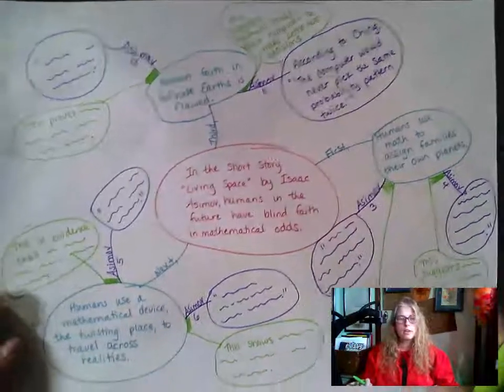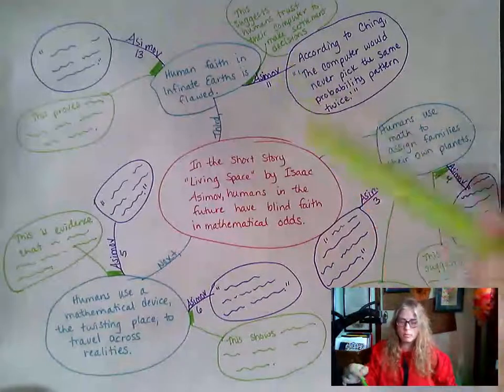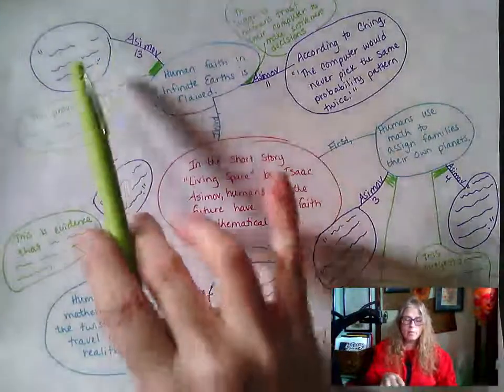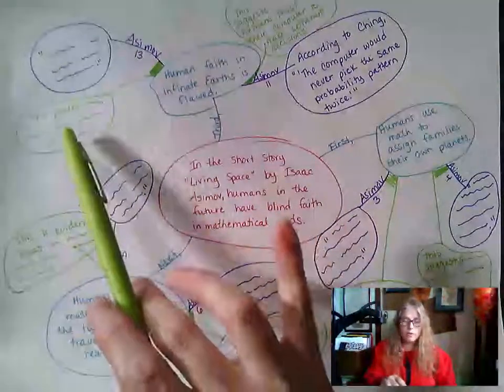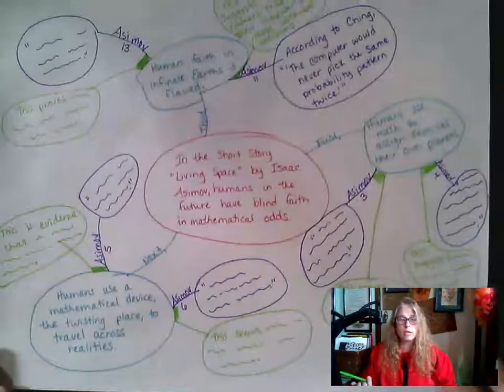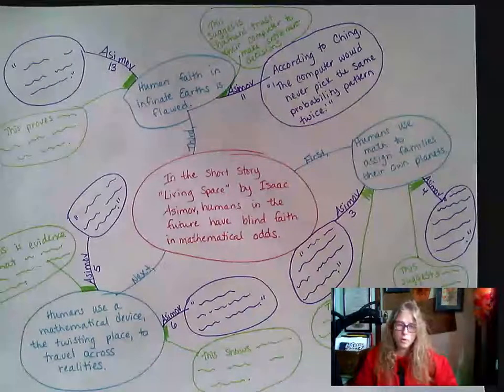And again, you're following the same themes. Make sure you're writing the author's name on the line, the page number. Make sure that you have your transition phrases written on the blue lines. You're putting in quotes if you're doing a direct quote. You have the this proves, this is evidence of, this suggests, this shows, however you're rotating those ideas. And this is an example of what the web would look like for Living Space.